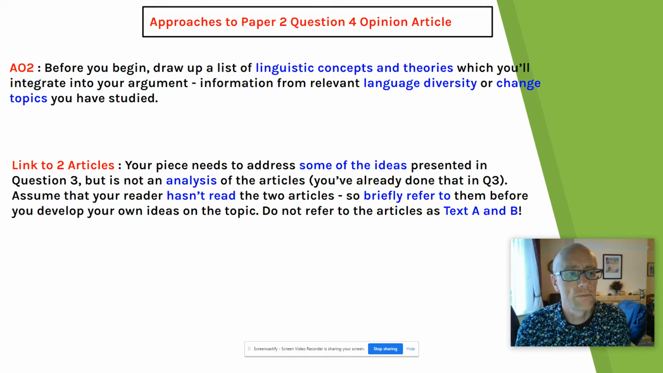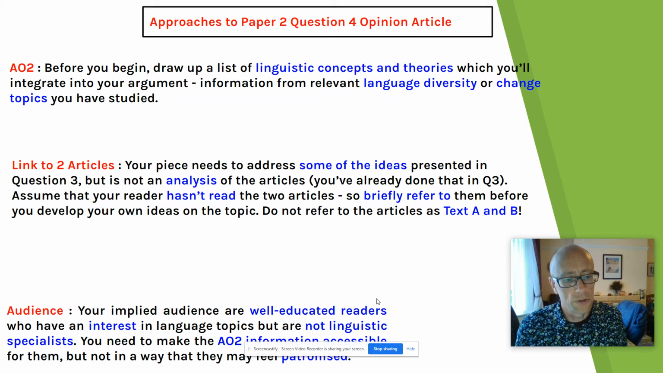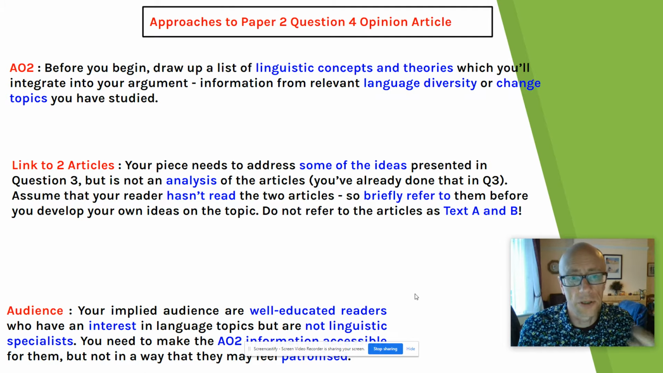In terms of your implied audience, they are well-educated readers. They've got an interest in language topics because that's why they're reading your article, but they're not linguistic specialists, i.e. they're not somebody who's taking an English language A-level, or linguistic undergraduates. So you need to be communicating linguistic information in a really accessible way, not patronising them, not dumbing down, but giving credence to the idea that they are not experts on the subject.